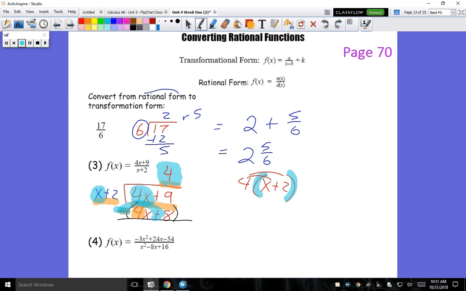So what's your remainder? Anybody? 1. So if the remainder is 1, you're just going to write it the same way, guys. You're going to put 4 plus remainder 1 over your original divisor, what you were dividing by. Do we want to put it? Oh, you could do it that way too.